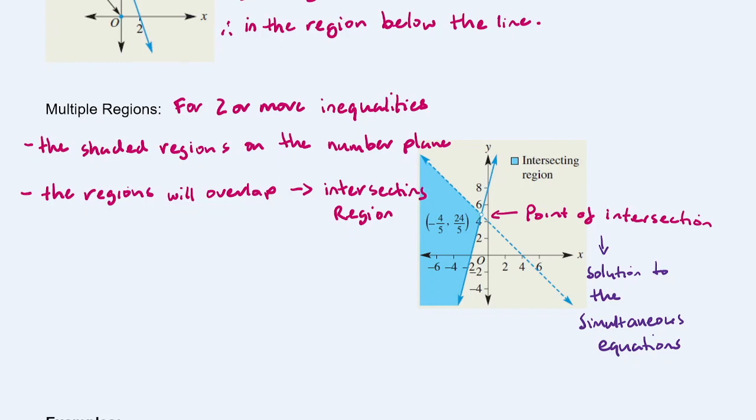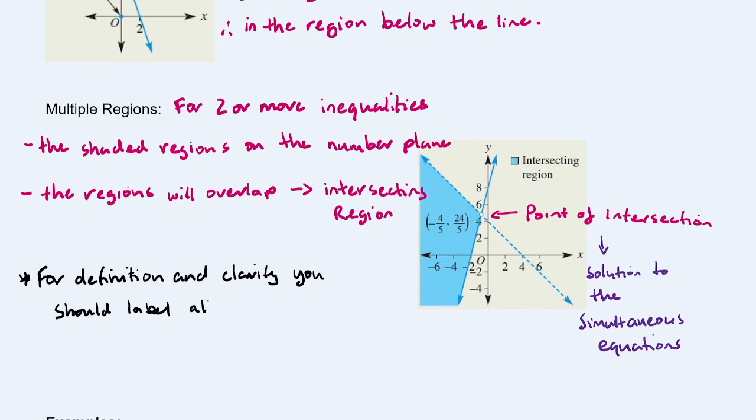Last little point though. For definition and clarity in all of your diagrams, and you should always be doing your diagrams, you should label all features. So you can see there we've got the intersecting region labeled. We have the point of intersection labeled. We even have the origin and the x and the y axis labeled.